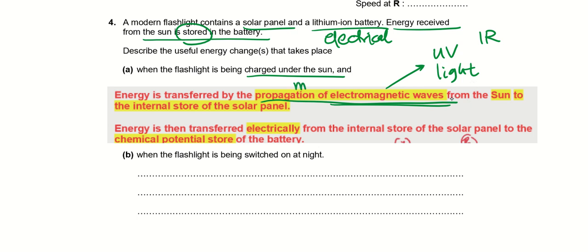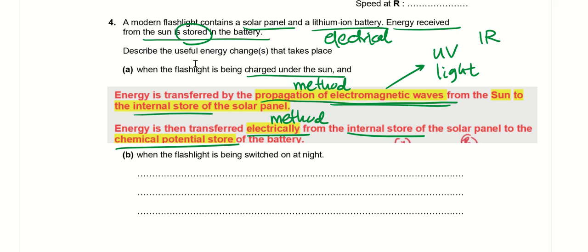So this is actually the method, the way of being transferred, and this energy is then transferred to the internal store of the solar panel. Then this energy is further transferred electrically. So again, this is the method, the pathway, from the internal store of the solar panel to the chemical potential store. So this is what the battery will store the energy as, in the chemical potential store. This is when the flashlight is being charged under the sun.